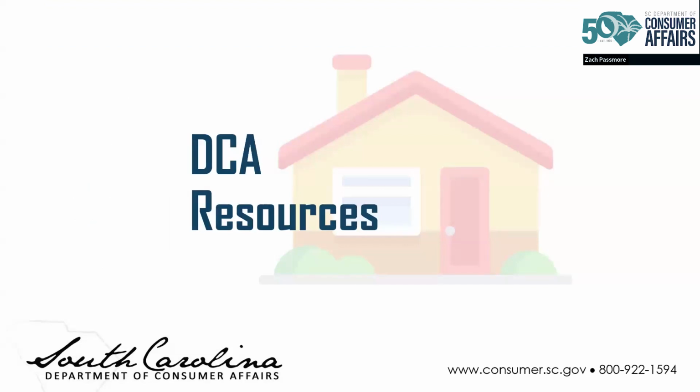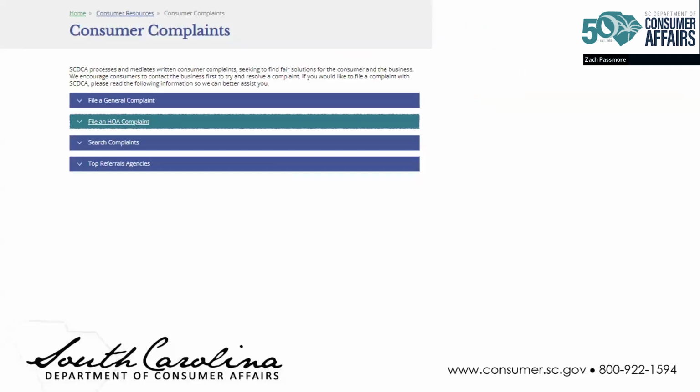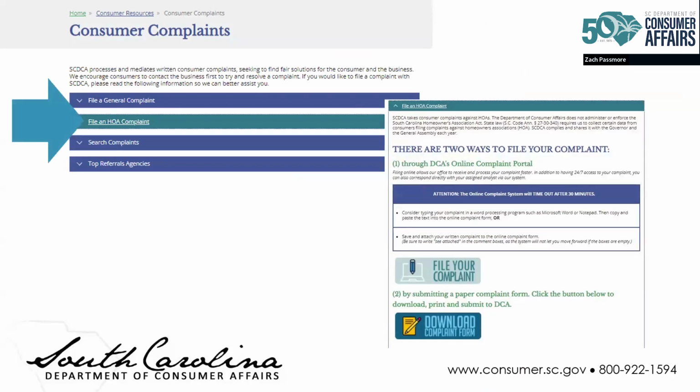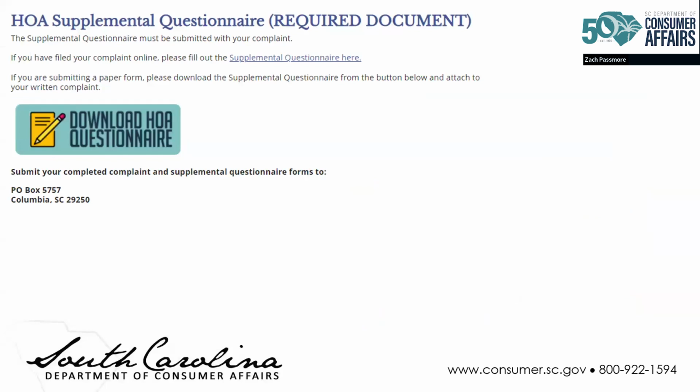Now, as far as our department, there are certain resources that we have to help homeowners with their HOA concerns. Again, if you want to go to our website, you can file a complaint on the drop-down menu. And on the next page, you will see that there is a section for filing a homeowners association complaint. There are two ways that you can do this. The one that we would recommend would be through the online complaint portal, but you can also submit a paper complaint form. It is important, however, if you are filing a complaint against an HOA, that you provide the HOA supplemental questionnaire. This is a required document, and we would not be able to move forward with our process if the supplemental questionnaire is not provided.